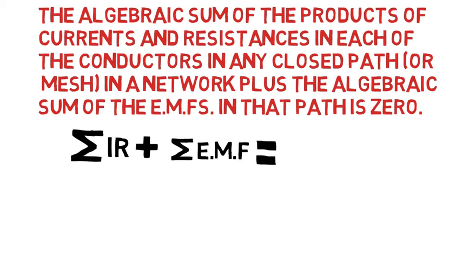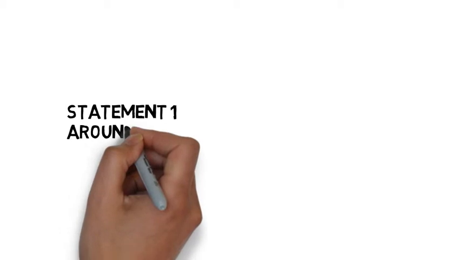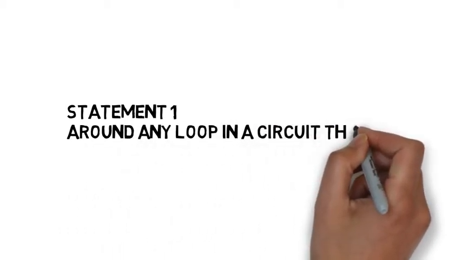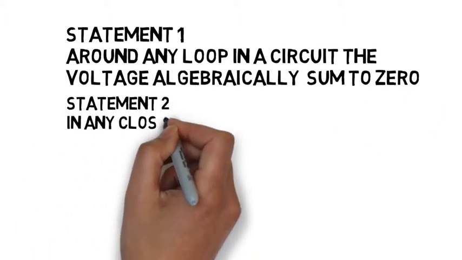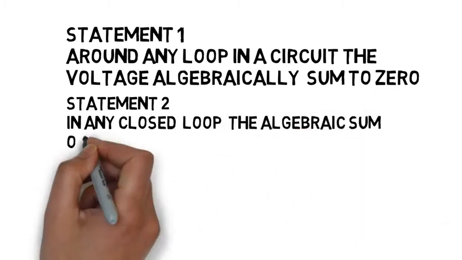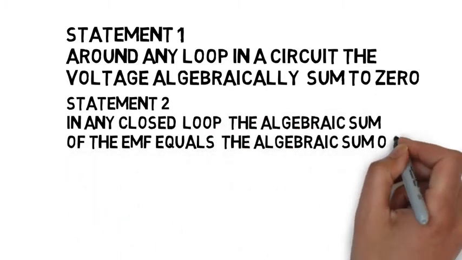The algebraic sum of the product of current and resistance plus the algebraic sum of the EMF in the path equals 0. The total value is 0. In other words, statement 1: around any loop in a circuit, the voltages algebraically sum to 0. Statement 2: in any closed loop, the algebraic sum of the EMF equals the algebraic sum of the IR drops.